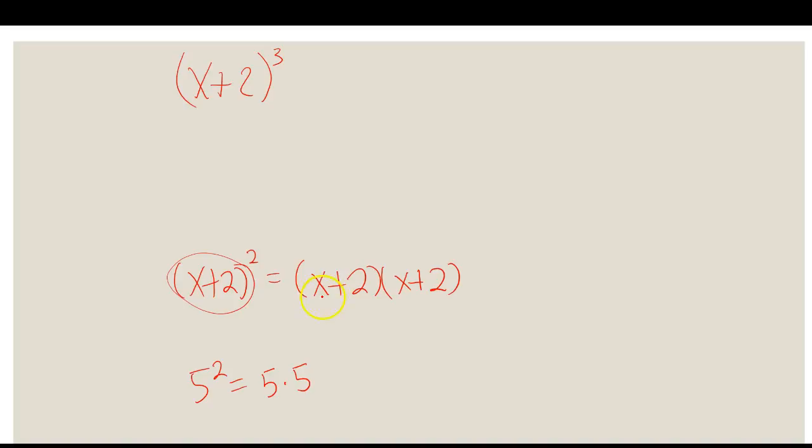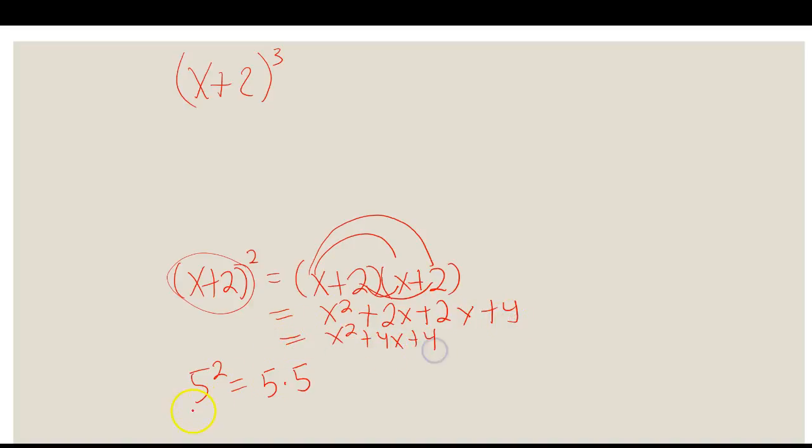Now if I'm multiplying x plus 2 times x plus 2, we need to really go ahead and multiply or FOIL it, as we say. So that'll be x squared, then x times 2 is 2x, plus 2 times x is 2x, and 2 times 2 is 4. So that really gives you x squared plus 4x plus 4. Or, for example, 5 squared, you write 5 twice, that gives you 25.